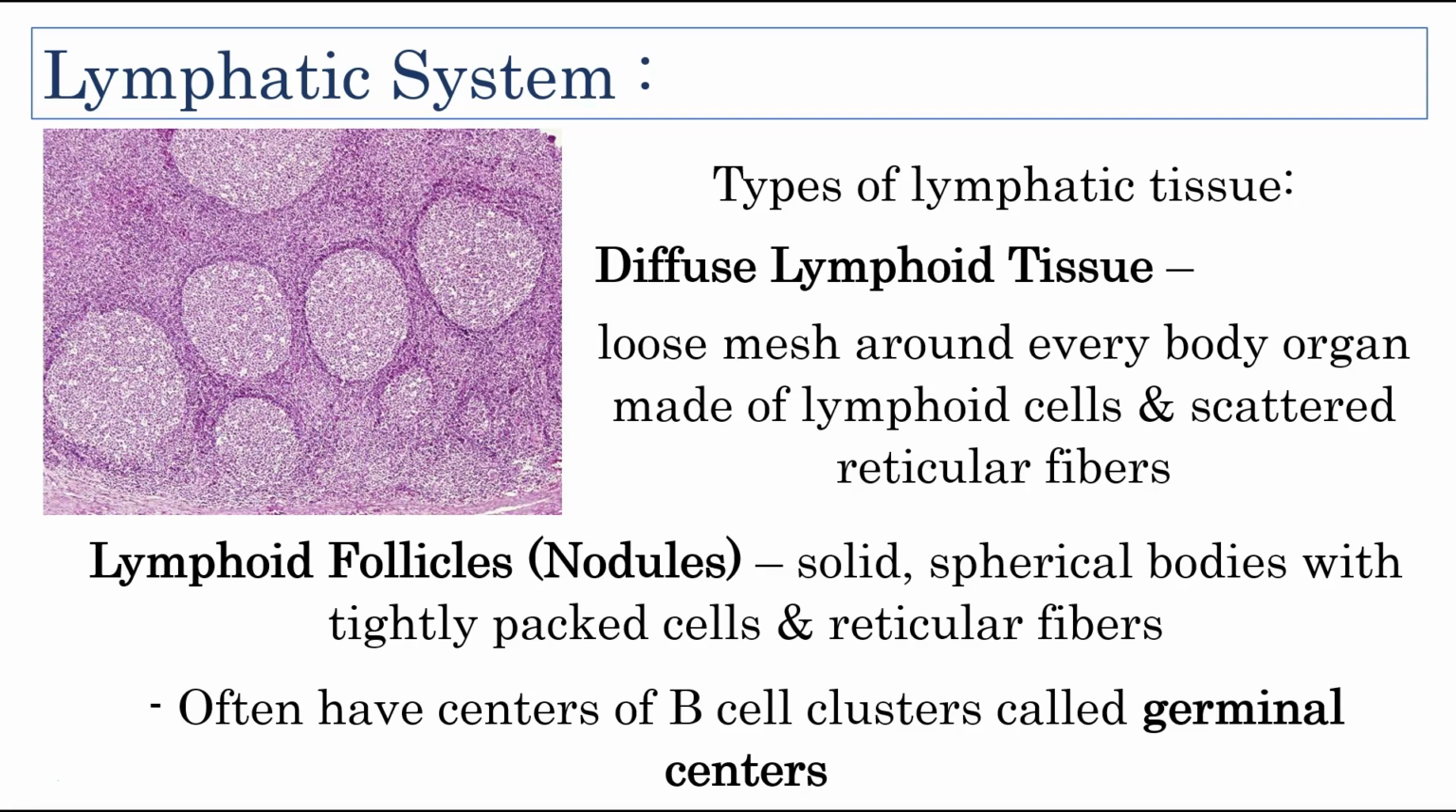Our follicles or nodules, these are solid bodies within the tissue. These are really big places of B cell proliferation, germinal centers, right? They're all hanging out clustered together, and when they're triggered, they will be producing all of those plasma cells to push out.